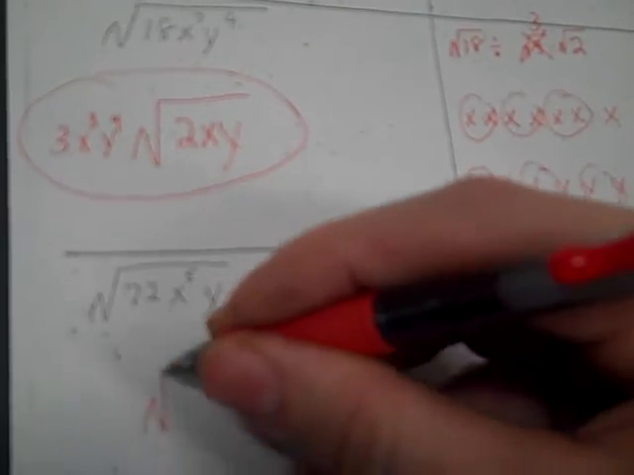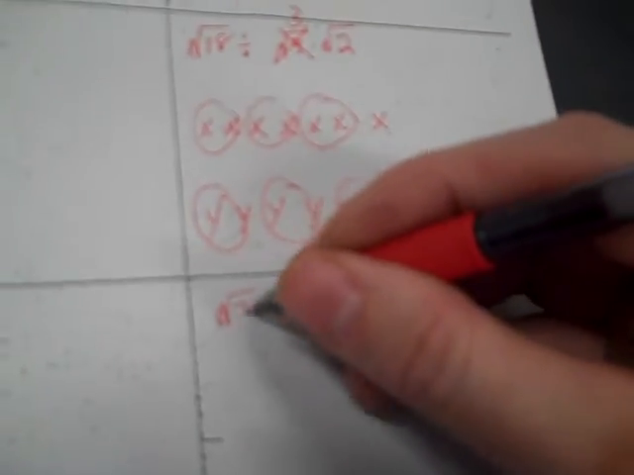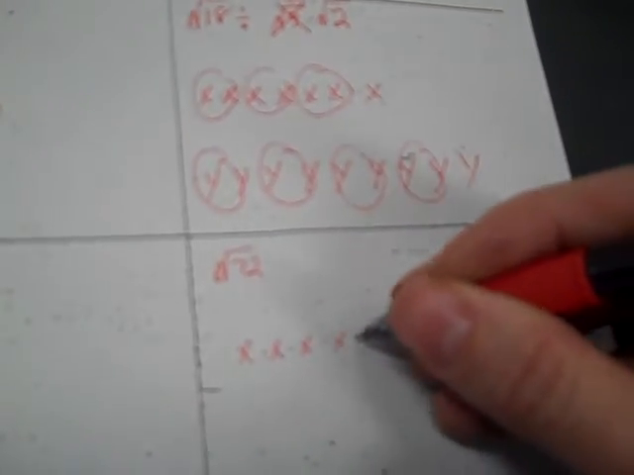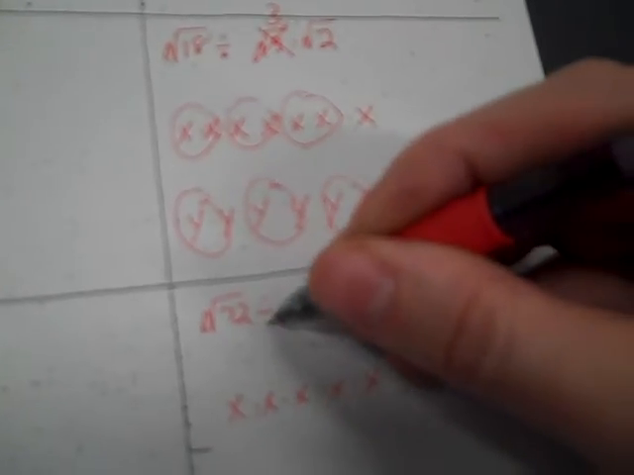Okay, square root, so I have the square root of 72, and then x to the 5th is x times x times x times x times x, and then I just have y. Okay, so 72 is not in the bubble, so I need to divide into it. So divide 72 by 64. Doesn't work. Divide 72 by 49. Doesn't work.